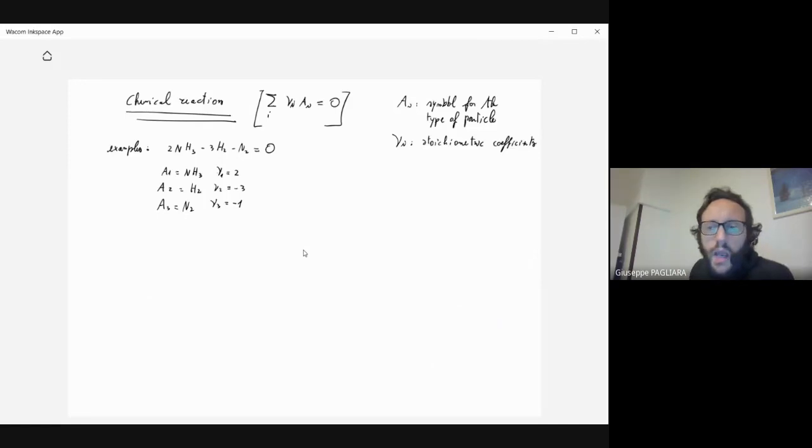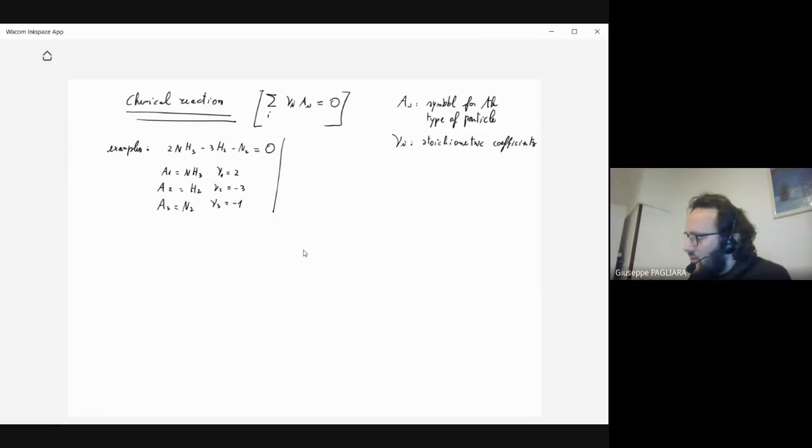Now, the sign of these stoichiometric coefficients is arbitrary, in the sense that, of course, I can write this equation in a different way by multiplying by a minus. So the sign is arbitrary, but the results, of course, will not depend on the specific way you choose the sign of those stoichiometric coefficients. Okay, for what I wrote here, there is a plus 2, minus 3, minus 1.